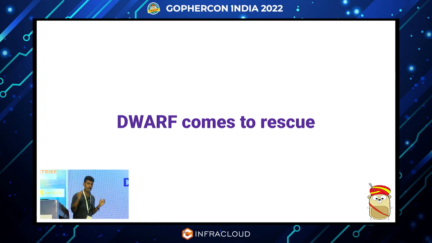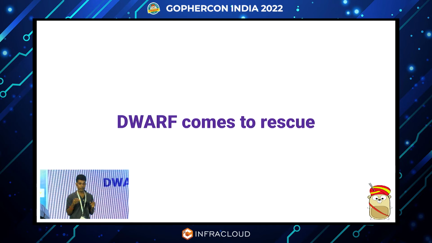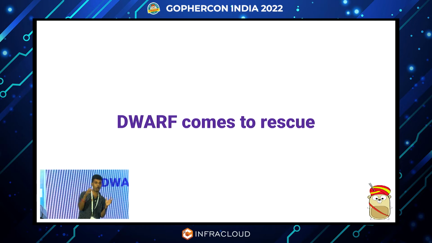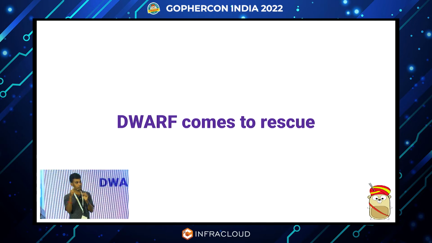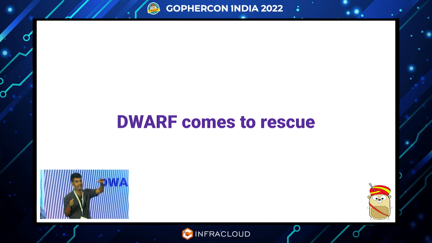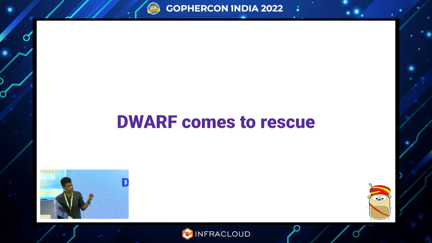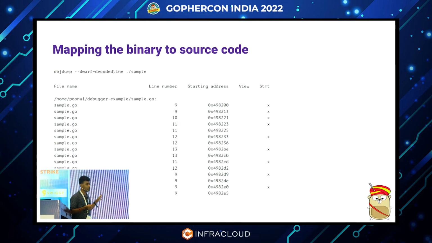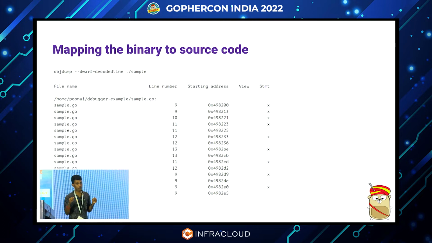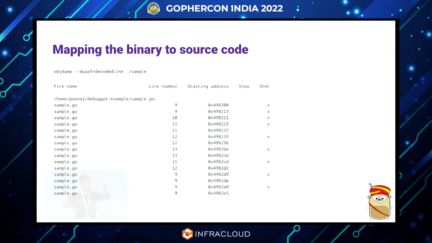We have something called DWARF. DWARF is metadata that will be shipped along with your binary that helps you to find the mapping between your higher level language and the assembly. For that, I'll be using a tool called objdump that helps you to find the mapping of your higher level language to the assembly. Right now, I pass this flag, dwarf equal to decodedline, and give the path of this binary. It gives you an output similar to this.